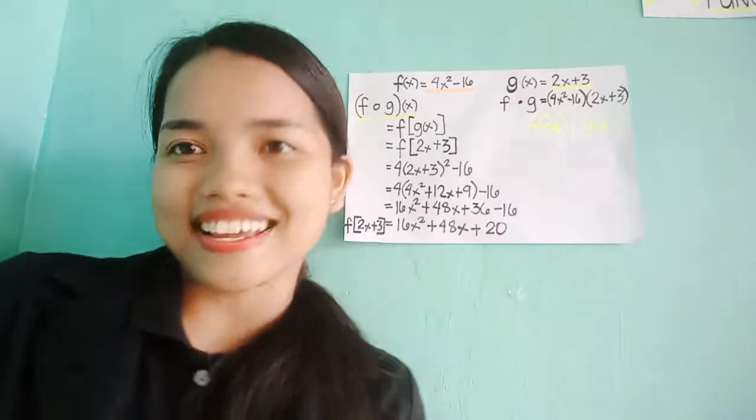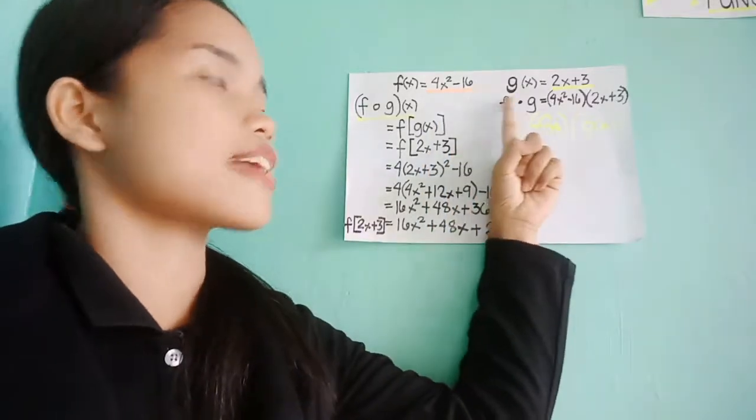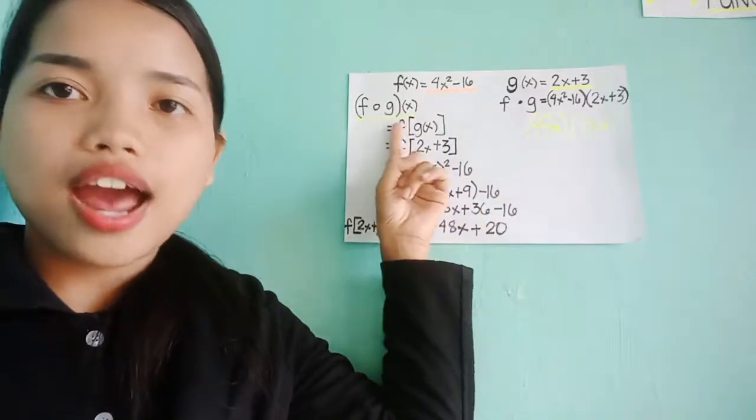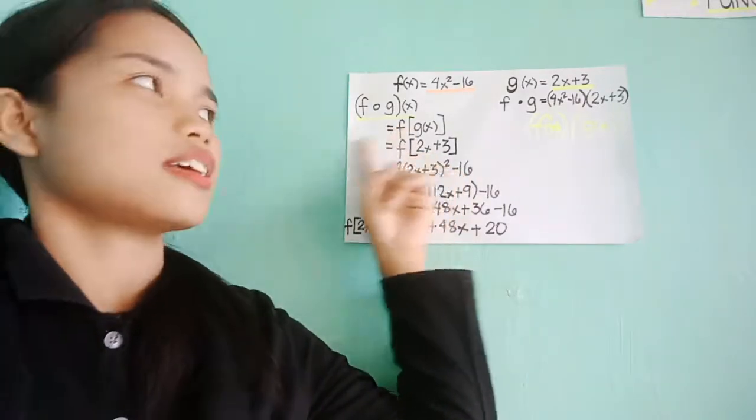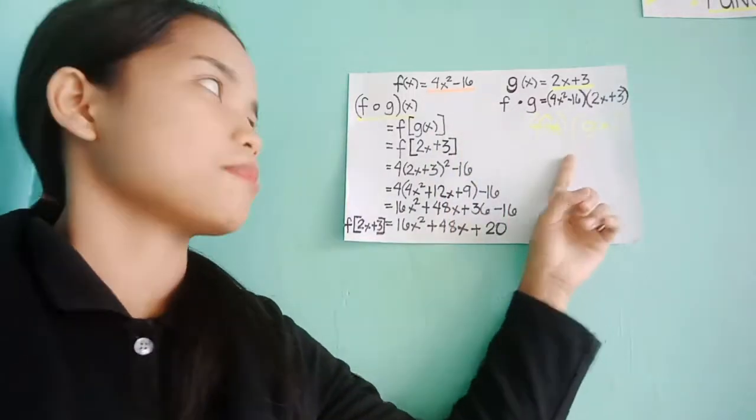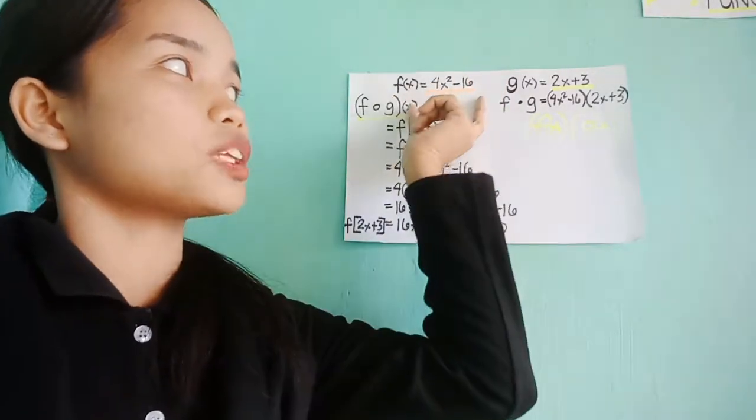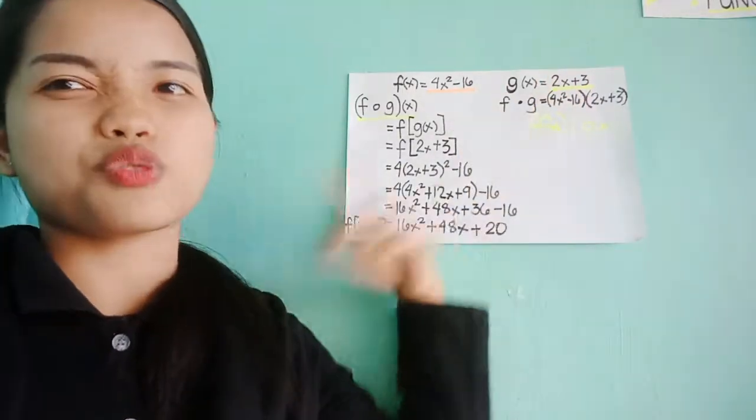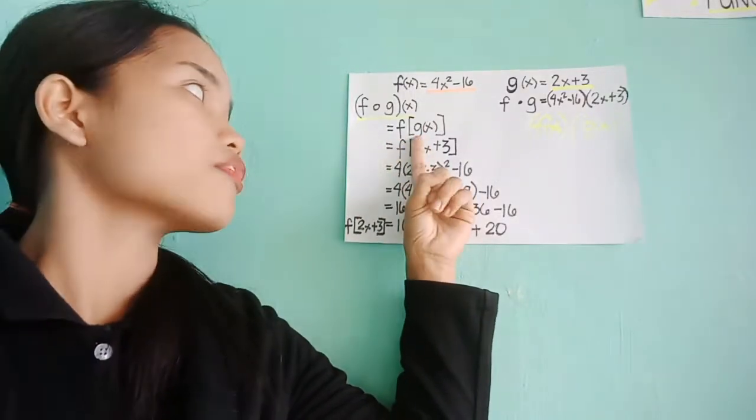Let's get started with an example. So f of x is equal to 4x squared minus 16, and g of x is 2x plus 3. This is read as f composed of g of x, and don't read it as fog x. It is different from f multiplied by g, because f multiplied by g is just 4x squared minus 16 multiplied by 2x plus 3, so it would result in another answer.